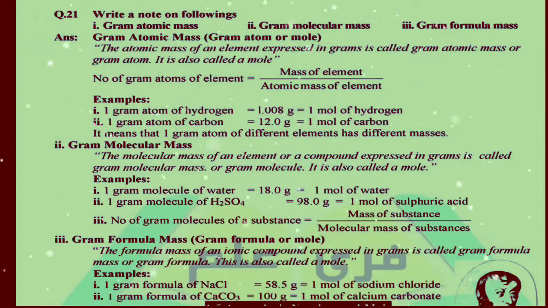Gram formula mass or formula mass. As we know that we represent an ionic compound with formula mass, when we represent the formula mass of an ionic compound in gram, we will call it gram formula mass. For example, 1 gram formula of sodium chloride is equal to 58.5 gram, 1 mole of sodium chloride. 58.5 is the sum of the atomic masses of sodium and chlorine, which is equal to 1 mole of sodium chloride. And 1 gram formula of calcium carbonate is equal to 100 gram and is equal to 1 mole of calcium carbonate.